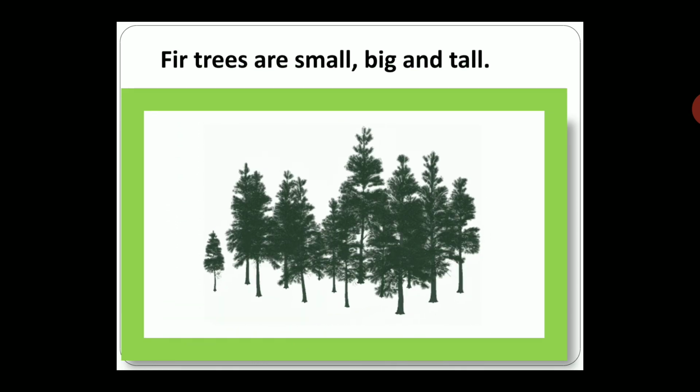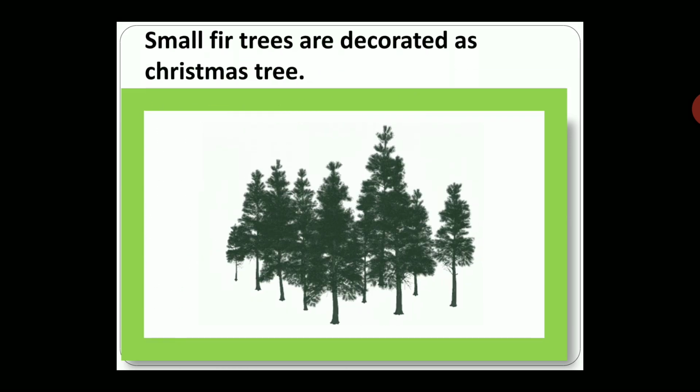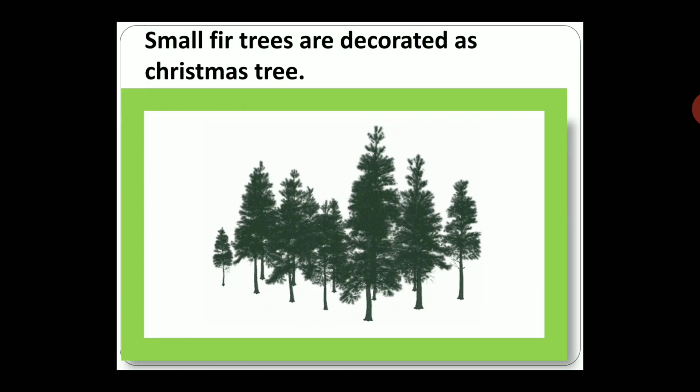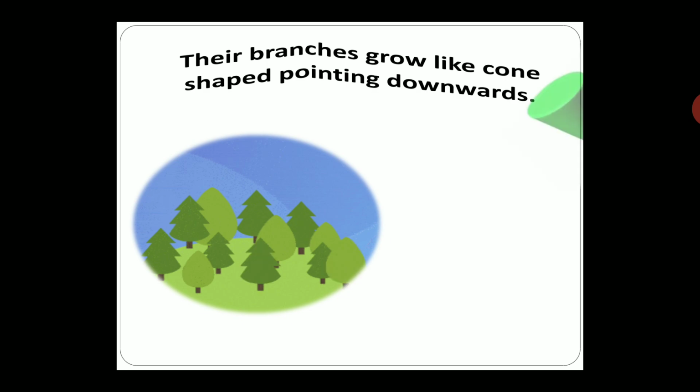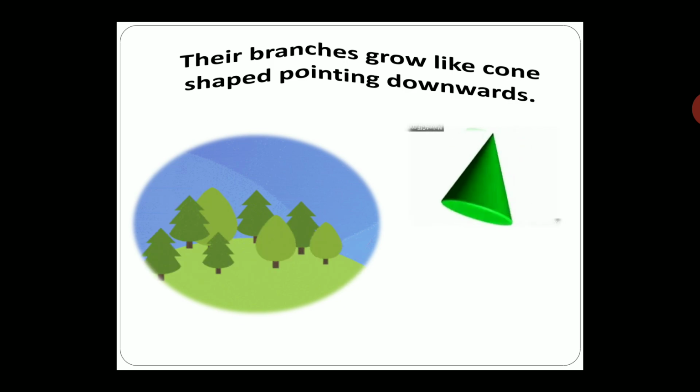They are small, big and tall. Small fir trees are decorated as Christmas trees. Their branches grow cone shaped, pointing downwards. See in this picture. Look here, it is a cone. You learn in mathematics that a cone is a 3D shape, but it is pointing upward. Now look, it will point downward like this.